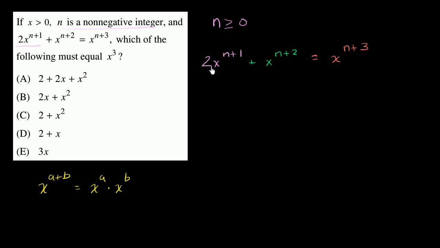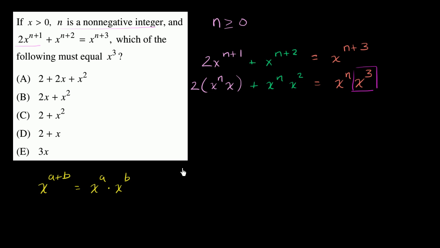So this first term can be rewritten as 2 times x^n times x. The second term can be written as x^n times x squared. And this last term can be rewritten as x^n times x to the third. And what's neat about that is we've just broken out an x to the third that wasn't obvious from the original way that we wrote it.